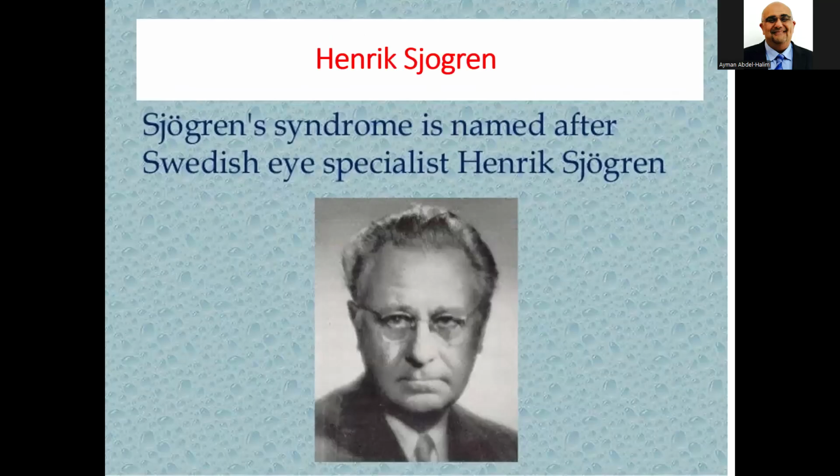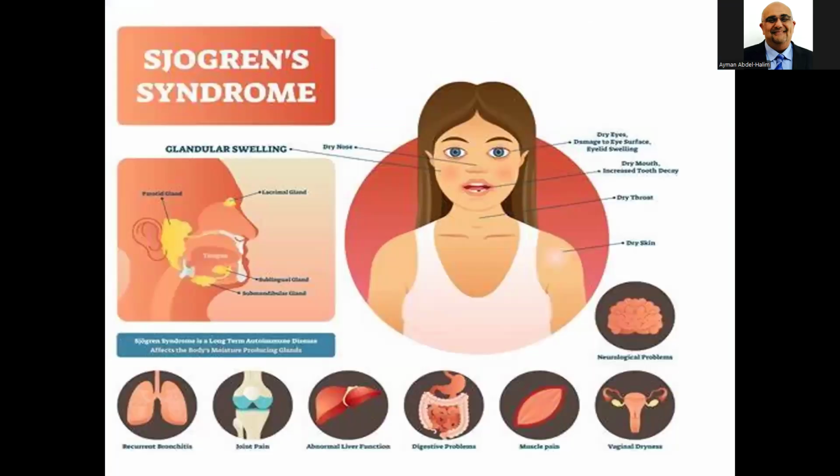We'll jump into another topic here, Sjogren disease. This was named after the Swedish eye specialist, Dr. Henrik Sjogren. Sjogren syndrome is basically dry nose, dry eyes, dry throat, dry skin. It's affecting also the joints. It can cause liver abnormalities, muscle pain, and neurological problems.